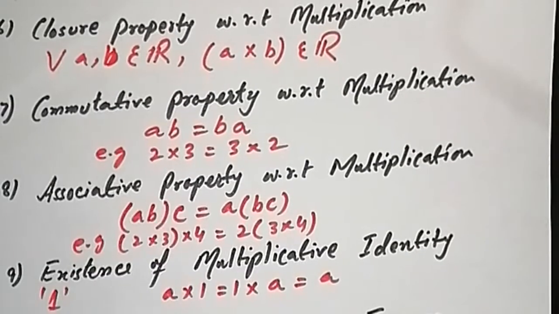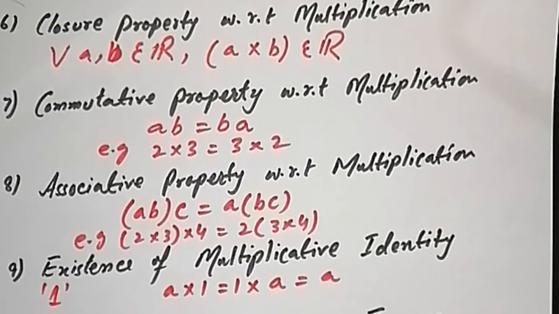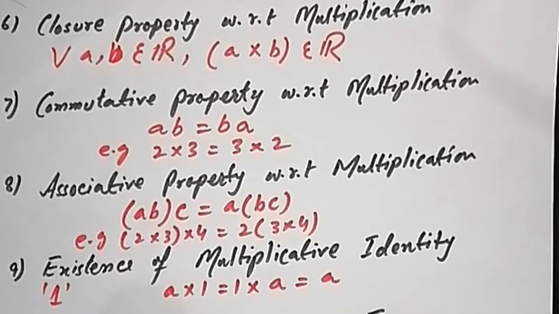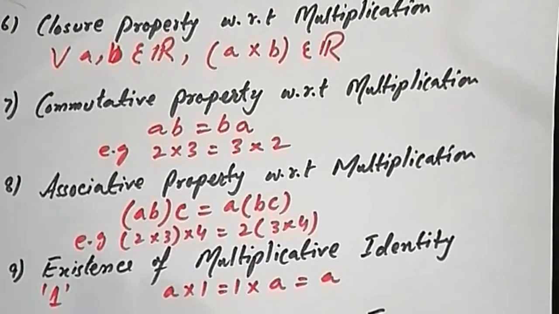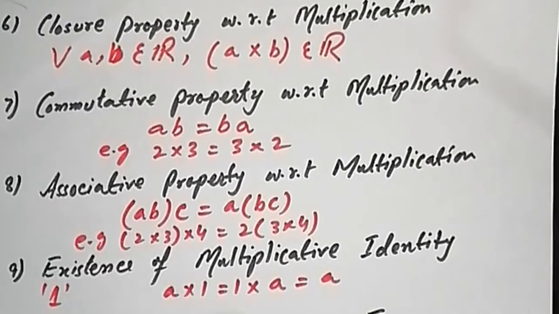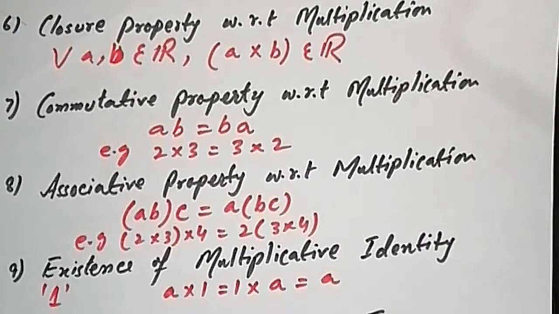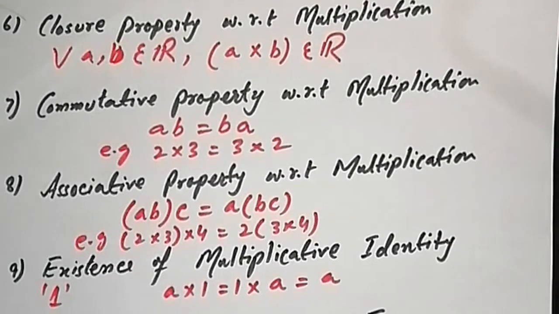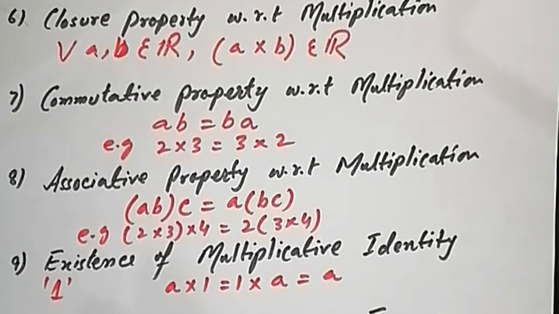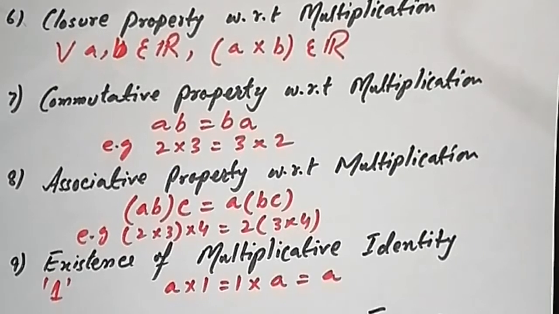Existence of multiplicative inverse. For any non-zero number a, there exists a number 1 upon a. So we can write that a multiplied by 1 upon a is equal to 1 upon a multiplied by a is equal to 1. Here a and 1 upon a are the inverse of each other.